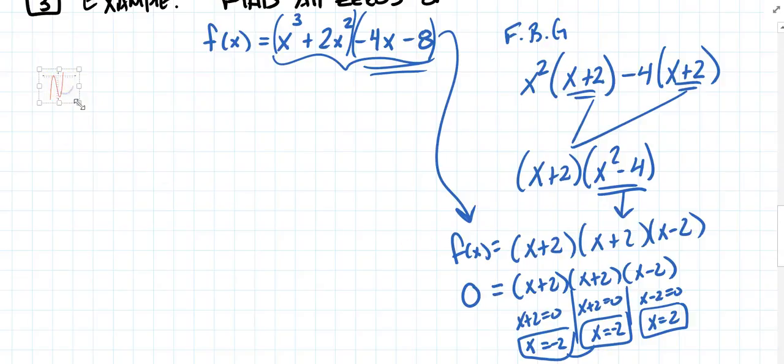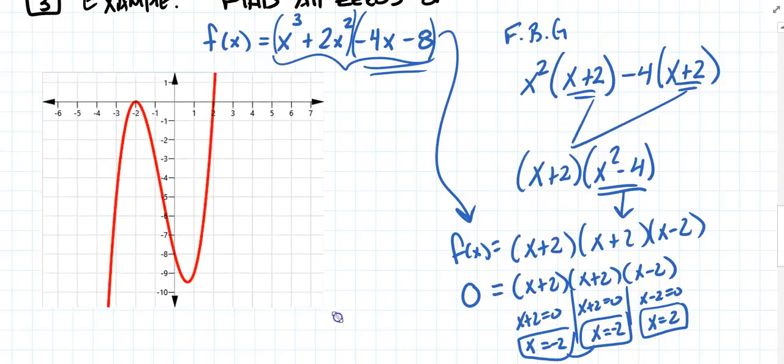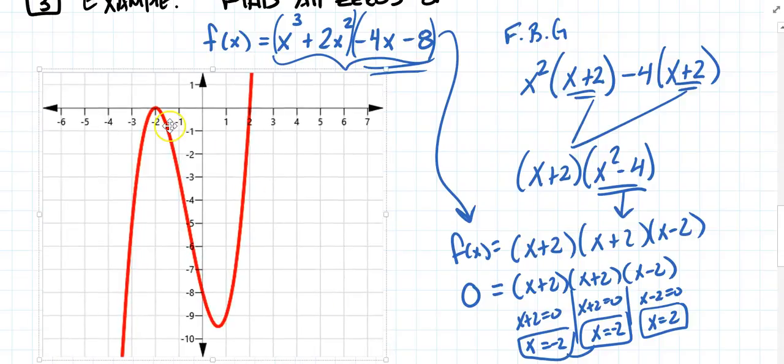So take a look at our graph over here, and this is the part you would do in your calculator afterwards. So check it out. At negative 2, you can see that the graph actually touches and then turns around. That's because it has a double multiplicity. Again, we'll talk about that later. And the other zero that we found is x equals 2, which of course is right there. So my zeros are negative 2 and 2.